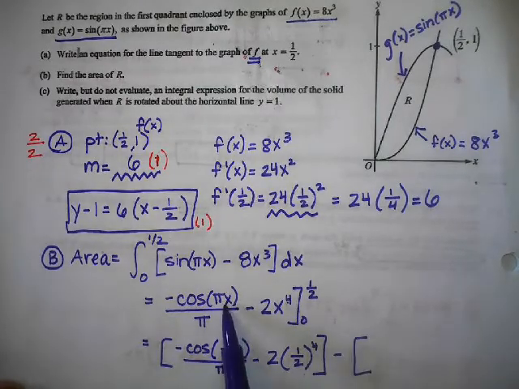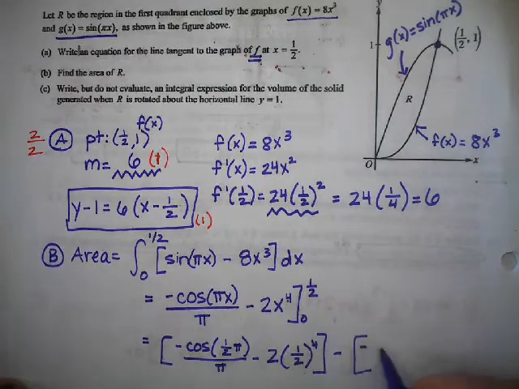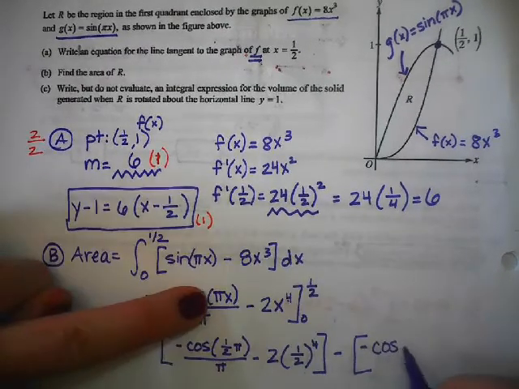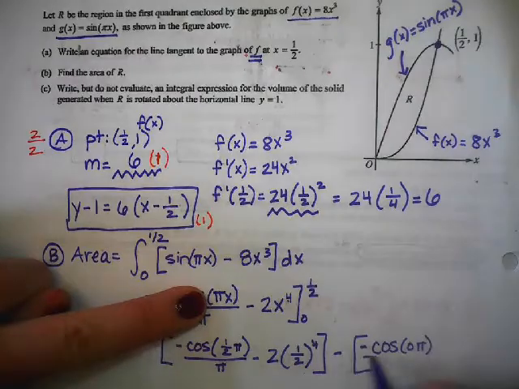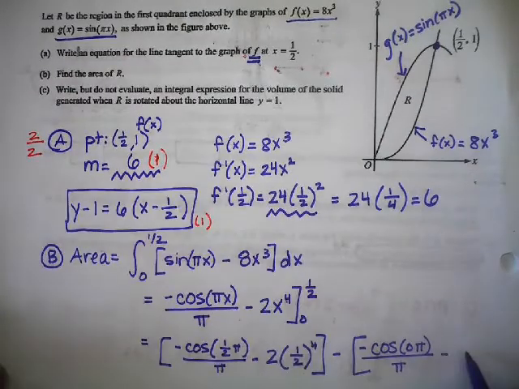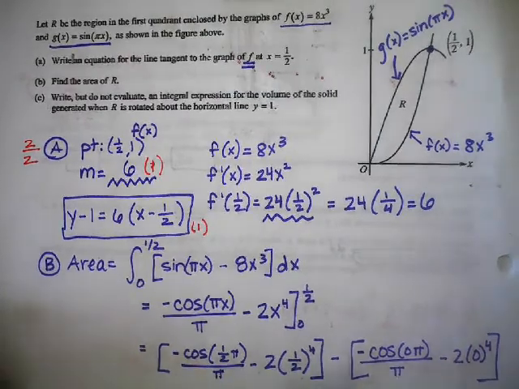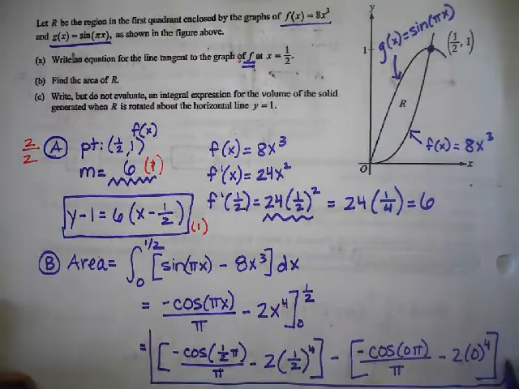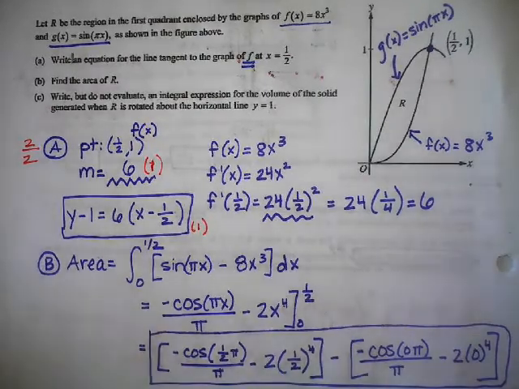Now be careful when you plug in 0, it actually turns into something. So I'm not just going to put a big 0 here. I'm going to say the cosine of 0 pi over pi minus 2 times 0 to the 4th. And I would suggest leaving your answer just like that and not simplifying.